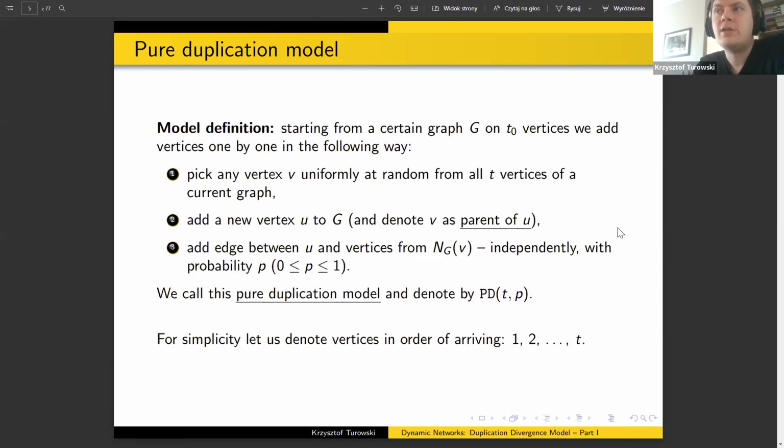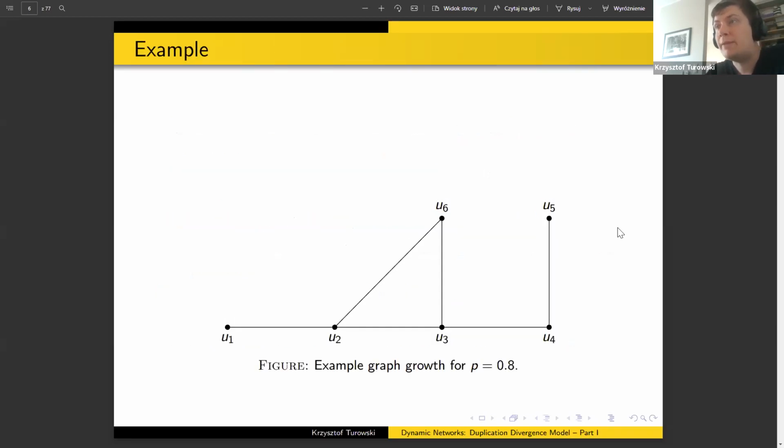It can also be an isolated vertex if all the flips come as tails, but it can never be adjacent to its parent. And this is the basic model. For simplicity, we view the vertex set of the graph as a set of natural numbers from 1 to t. The next vertex comes. It gets a label 1 higher, and then we repeat this process until we reach the desired number of vertices.